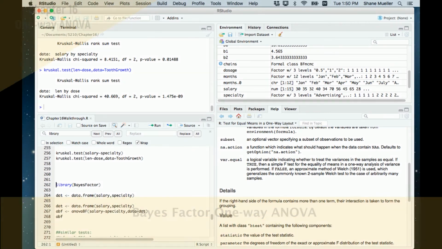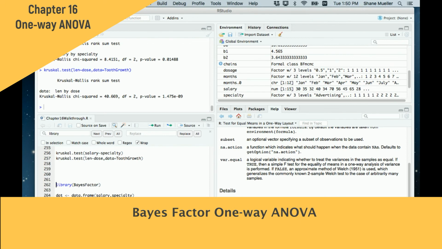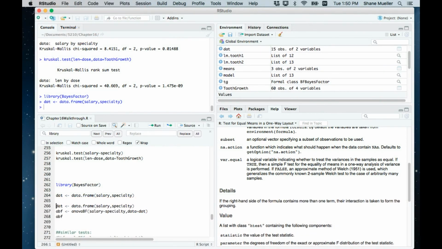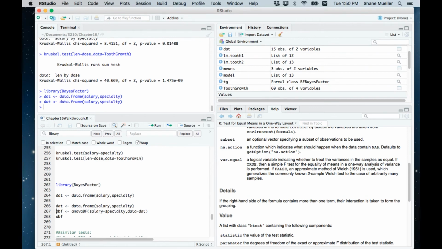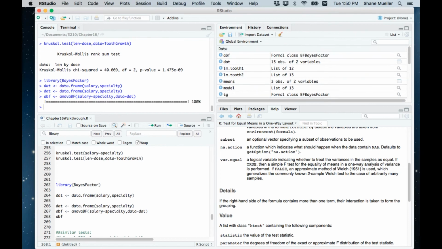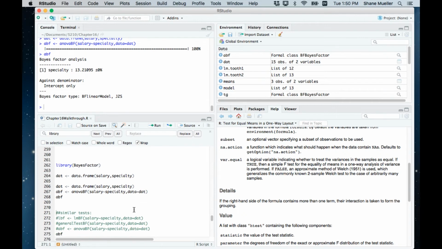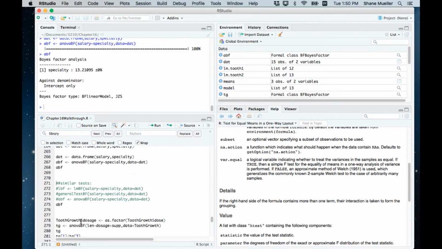Okay, so just to be complete, we can also do one-way ANOVA tests with a Bayes factor, which is not really any different than what we did before, but we need to put it in a data frame. So we can do ANOVA Bayes factor and look at the results, and this will give me, well, specialty has a Bayes factor of 13.2, which is strong evidence in favor of specialty having an effect. There are some similar effects you can try.